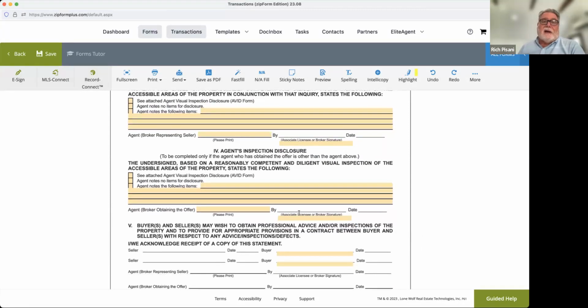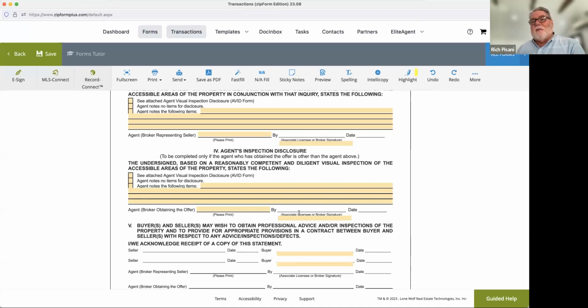Now you're going to get some smaller agencies that are just going to check the box, the agent notes or no items, and they're not going to supply an AVID. And people ask me about this all the time. Well, they won't supply an AVID. Well, if they're not a KW, that's between them and their broker, and their buyer's agent, that's between them and their broker.